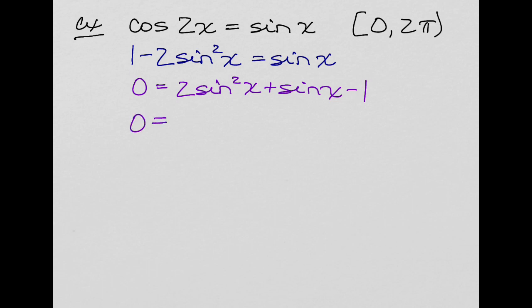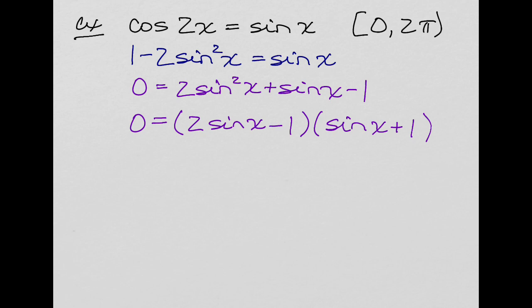Factor? Well, let's see. I'm going to need 2 sine x times sine x to get 2 sine squared x. And I'm going to need a plus 1 and a minus 1 to get my minus 1 down here at this end. I just got to figure out plus and minus. Where do they go? Let's see. I want to have plus 1 sine x in the middle. So if I do plus 2 sine x and minus 1 sine x, that'll get me there.